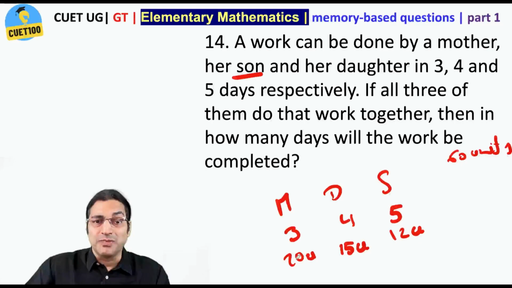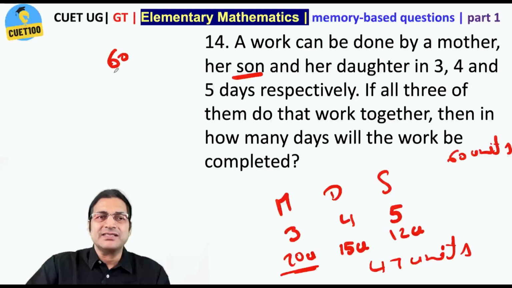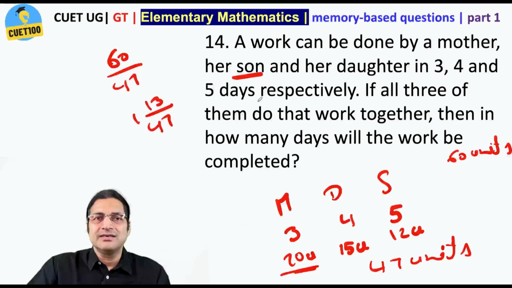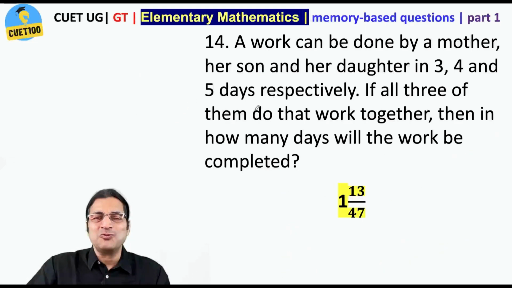All right. So mother is the most impactful person in the family. Okay. So in one day, all 3 of them put together do how many units? 20 plus 15, 35 plus 12, 47 units. Wow. Okay. So they are going to finish the work in 60 divided by 47, that is 1 13/47 days. Isn't that? Any doubt?